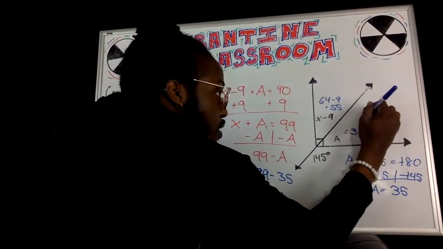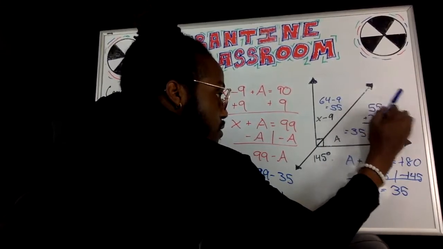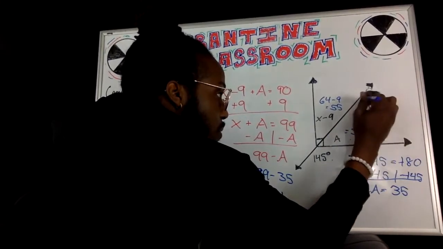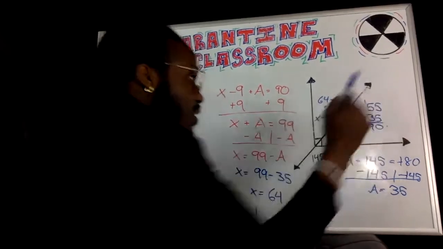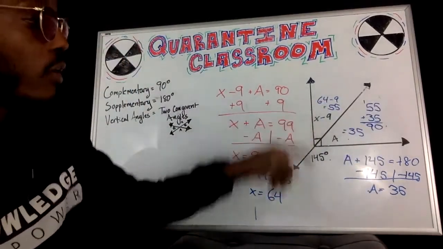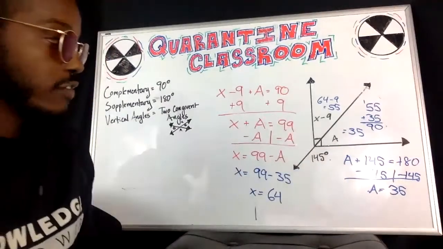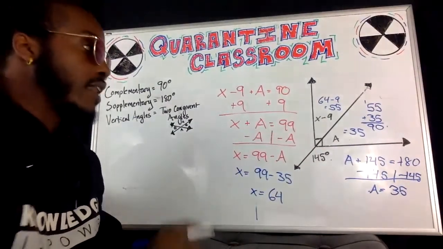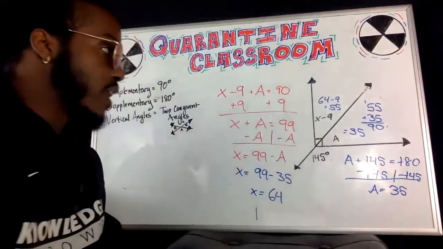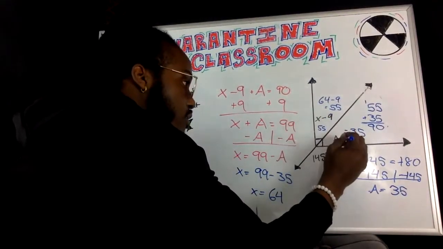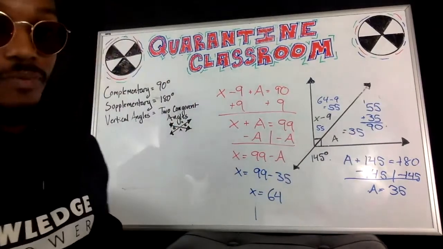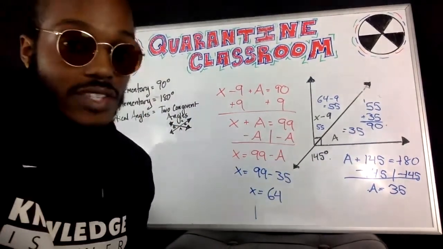55 plus 35. 5 plus 5 is 10. Drop my 0, carry my 1. 1 plus 5 is 6, plus 3 is 9. And that's how I know. I also could say 35 plus 145 is 180. And that's just how I know that all three of these angles are correct. So this one would be 55, 35, and 145. That is how you would answer example 1.